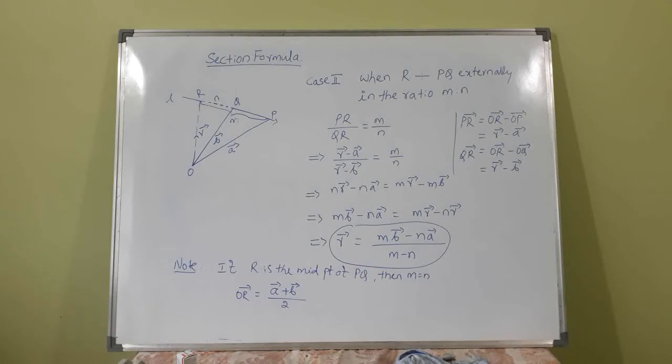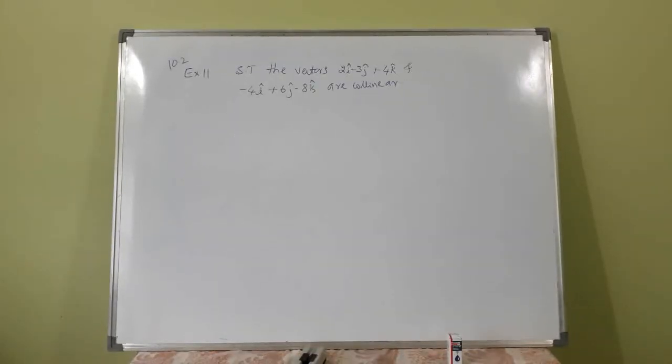Suppose R divides PQ internally in the equal ratio, that is, m and n are the same, then R is given by (vector A plus vector B) divided by 2. So this is the section formula. Many times it is asked for 3 marks. Let us continue 10.2.